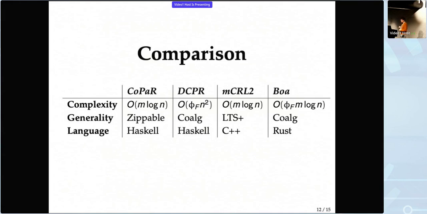And then there's mCRL2, so this has very good asymptotic complexity, but it works for LTSs. I have to say it does work for equivalence relations that we cannot handle, like branching bisimilarity. But for strong bisimilarity, they have a very good C++ implementation of various algorithms for that. So then our tool, which is called BOA, has this extra factor phi of f, but it works for pretty much all coalgebras, like this DCPR. But the asymptotic complexity is still log n. We wrote this in Rust, and the first two are written in Haskell, and mCRL2 is written in C++.